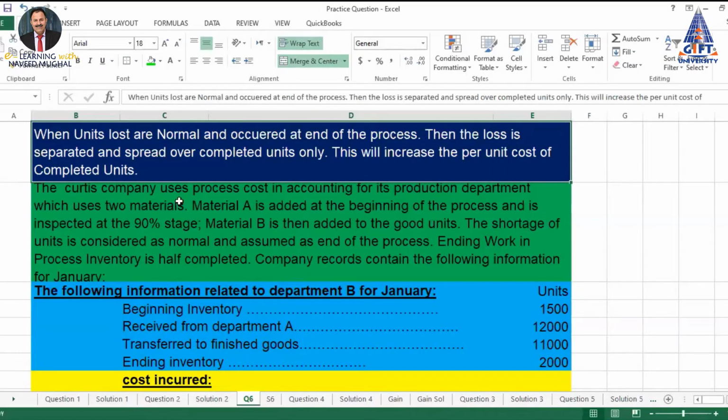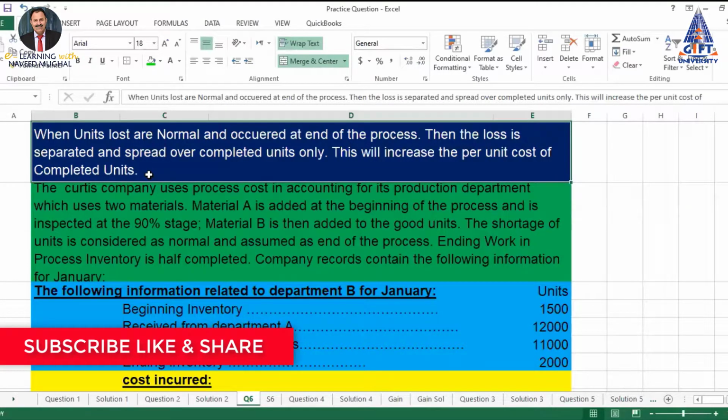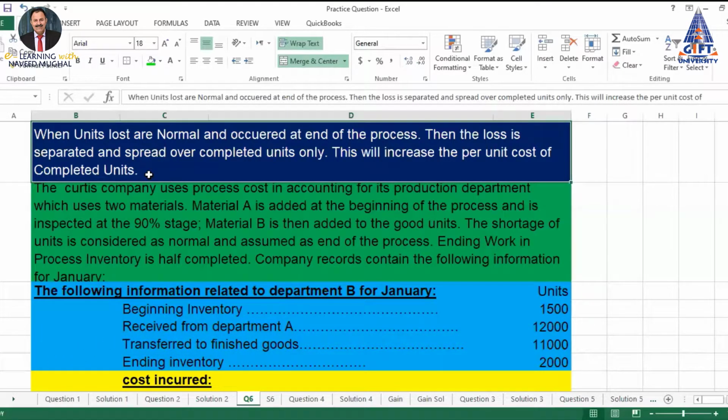For understanding the lost units which are normal loss and occurred at the end of the process, here we have an example. In such a situation, the loss will be separated and will be treated or charged to only completed units, not to work in process. This is the difference between the previous method and this method.